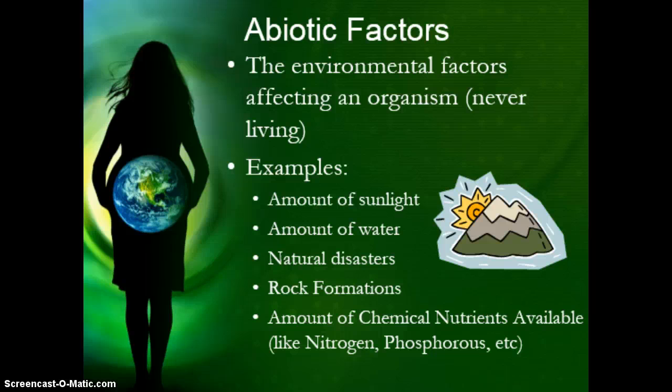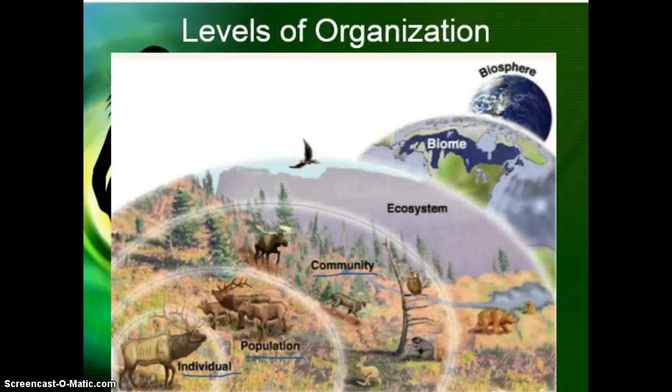There are also all those abiotic factors that we talked about last time, all those environmental factors that were never living but affect how organisms survive. So things like sunlight, water, natural disasters, rock formations, all those cycles that we just talked about would be abiotic factors. And these are going to impact how living things interact with their environment.